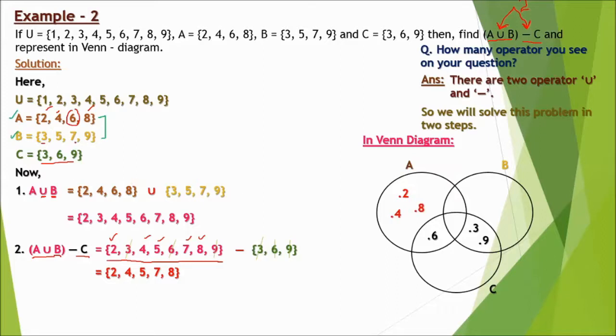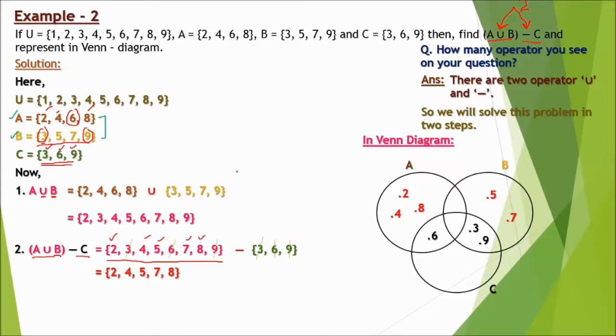Now let's focus on set B only. Which are the elements written? 3 and 9 are written. So 5 and 7 are not written. Let's write 5 and 7 also. Now let's move to set C. You can see 3 is written, 6 is written, 9 is written. So the remaining area will be left vacant, empty.